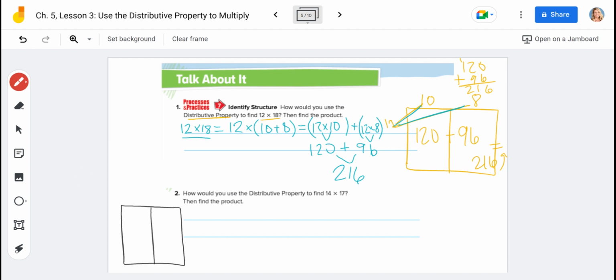Normally, we have been decomposing the bigger number. Well, now let's decompose the smaller number. Let's decompose that 14 and see how it doesn't matter. It still works the same. So if I'm going to decompose 14, that means my 17 needs to go on the outside. My 14 gets decomposed into 10 and 4. So let's go ahead and write this out to the side over here.